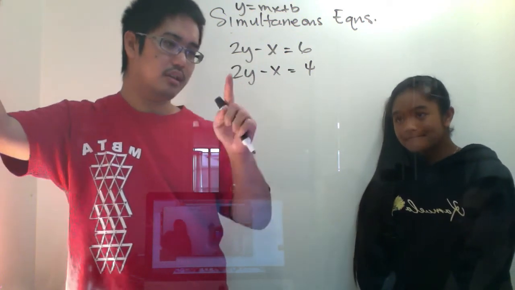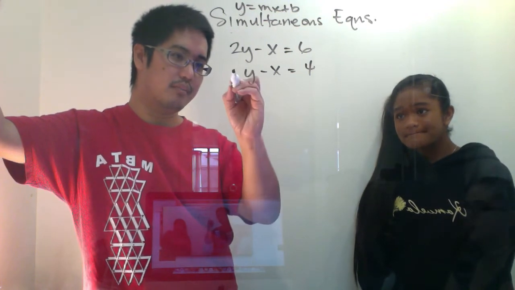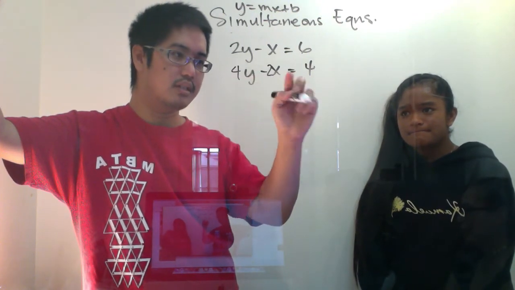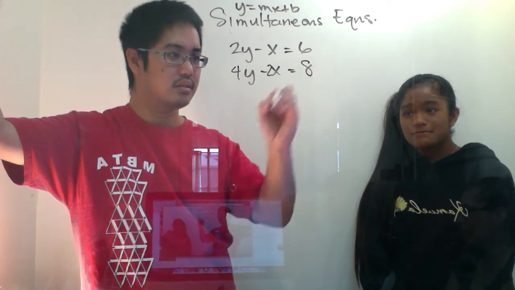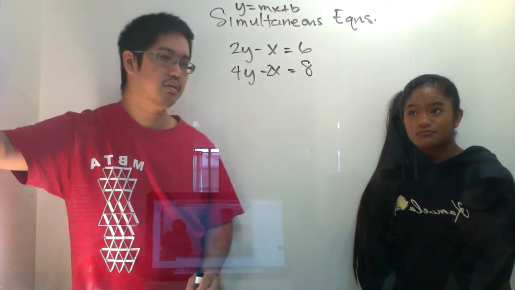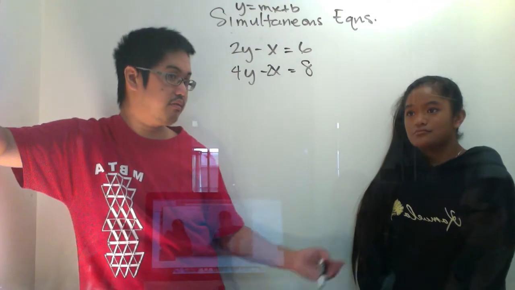Okay? Actually, you know what? That's boring. Let me do something a little bit more complicated. How's about 4y minus 2x equals 8? Cool? I would still use the addition subtraction method, I agree.